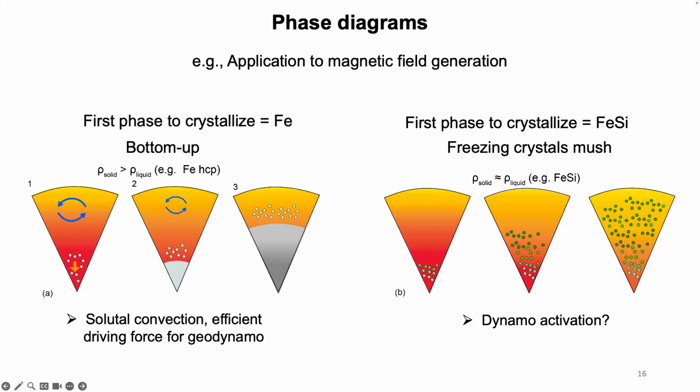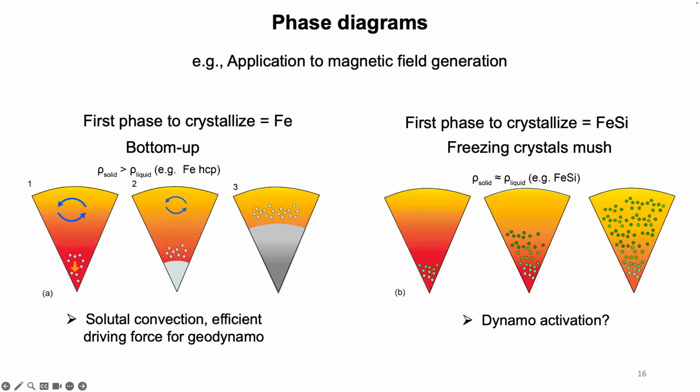When they are sinking, they induce a change of chemistry in the remaining liquid that in turn can be considered as an efficient force for a geodynamo, a driving force for a geodynamo. That is what starts a magnetic field in a planet. This is the example of the Earth, and we know we have a magnetic field.